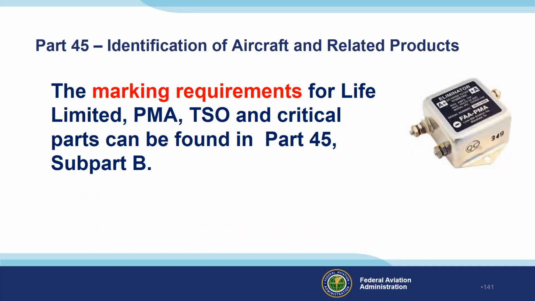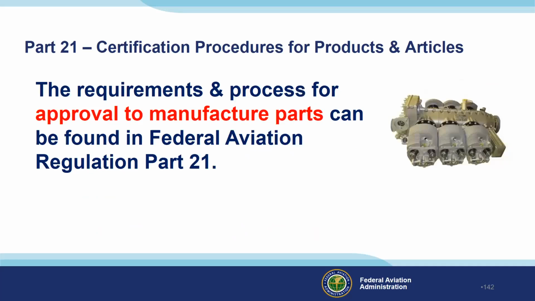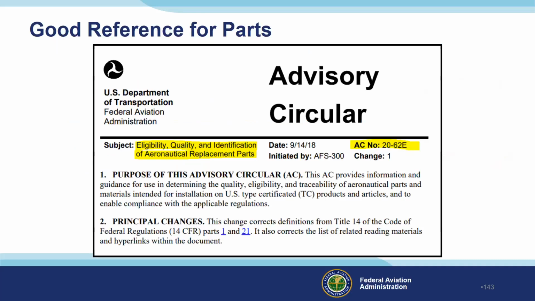Part 21. This is the requirements to manufacture parts. Here's a really good AC. If you're not familiar with this advisory circular, I highly recommend you take a picture of this screen and download this AC. Actually, print it if you want. It has pretty much everything you need to know about parts.